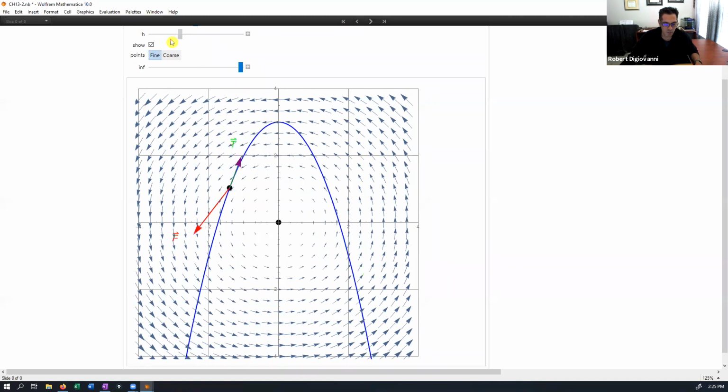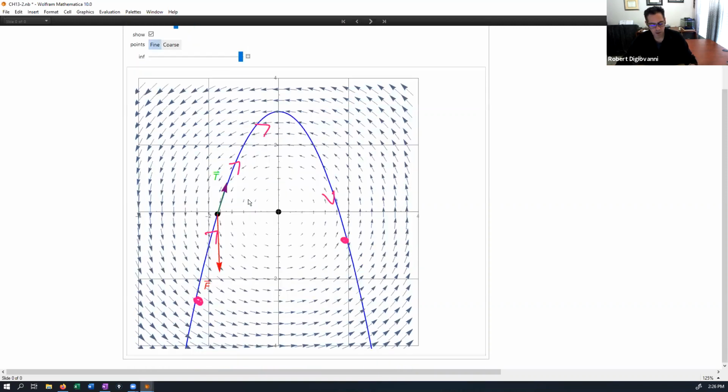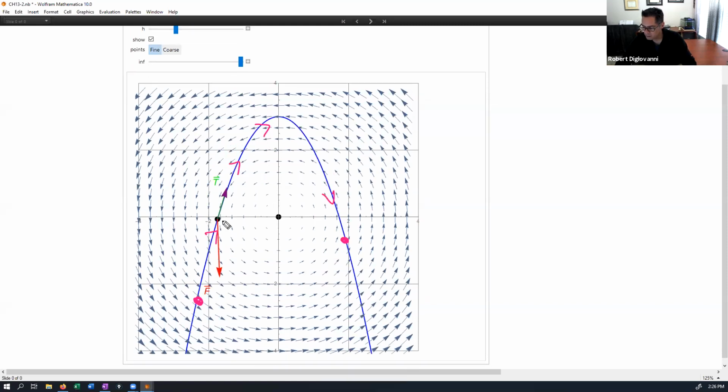Let me start somewhere. Okay, so let's say we start at this point right here. I want to move along this curve, and I want to end, let's say, here. As I move through here, at each point as I move, I have a force vector.